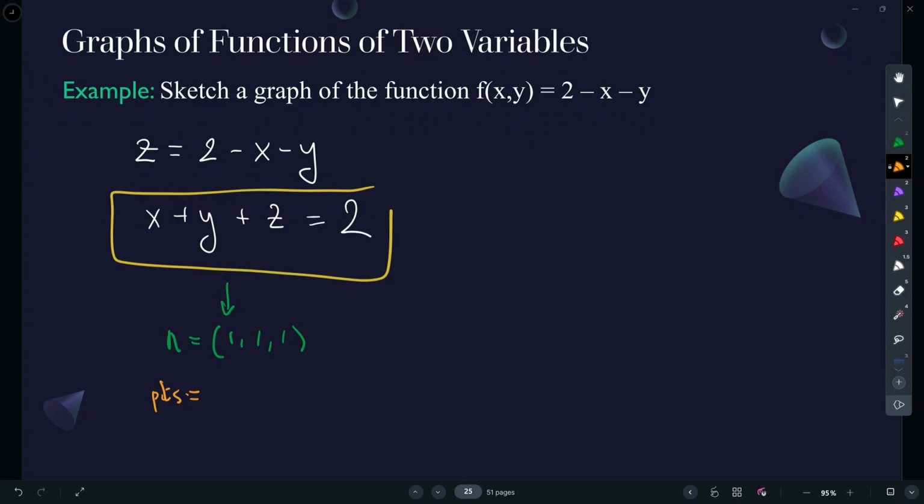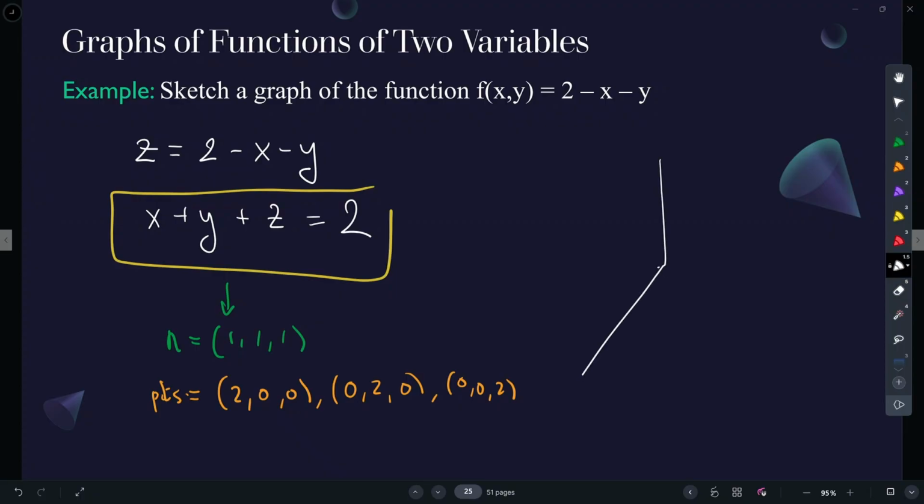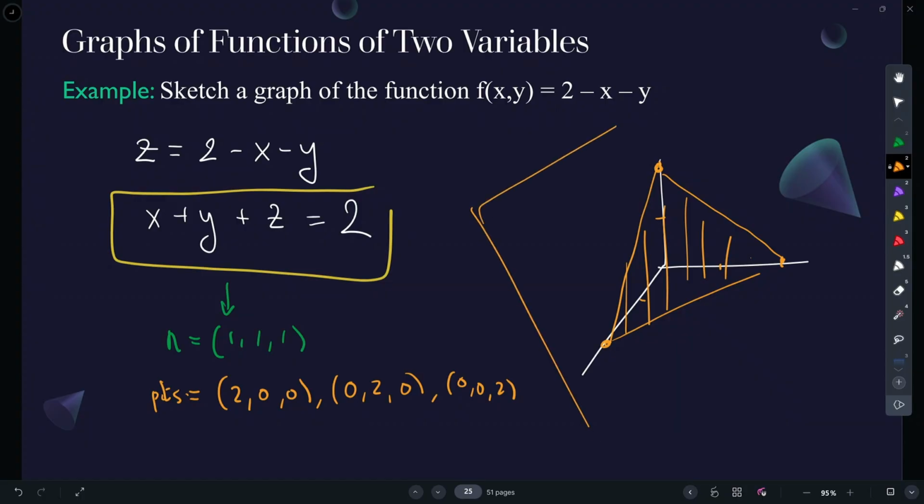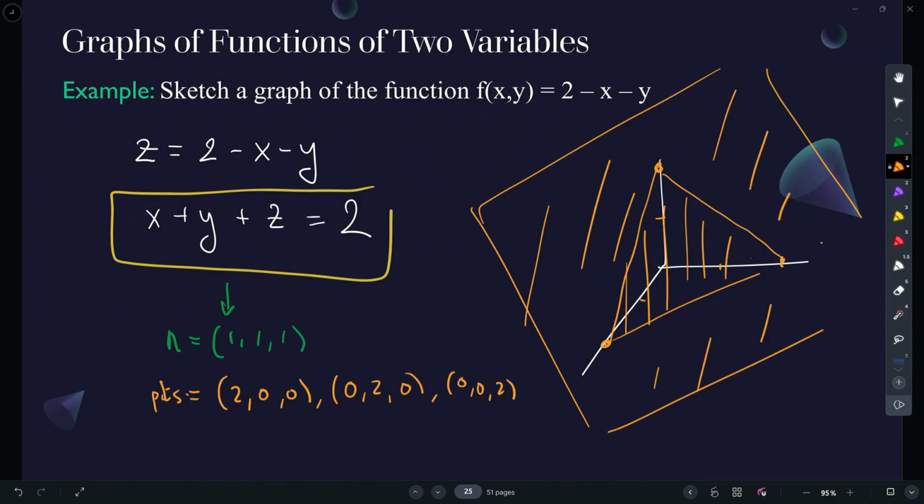I can just plug in x equals 2, put y and z equal to 0. So for example, it goes through the points (2, 0, 0), (0, 2, 0), (0, 0, 2). So if I want to sketch this graph, I can just sketch this plane. Draw the triangle. The graph is actually just some infinite plane, but it's the plane that contains that triangle that passes through those 3 points. That's the graph of the function.